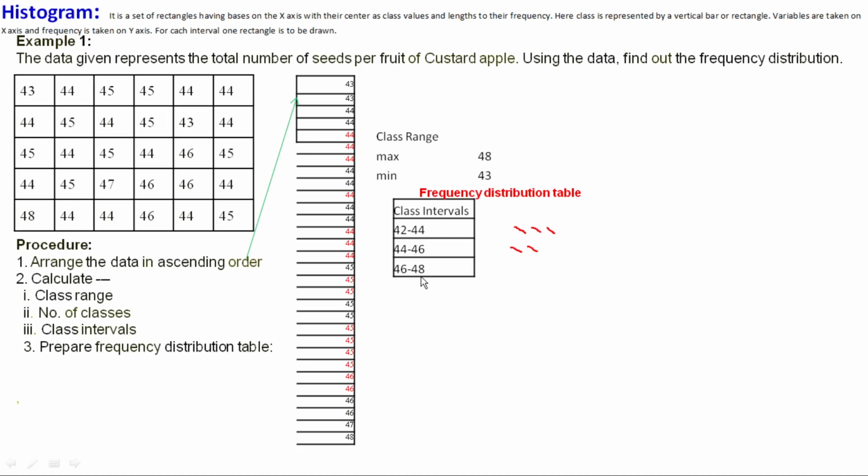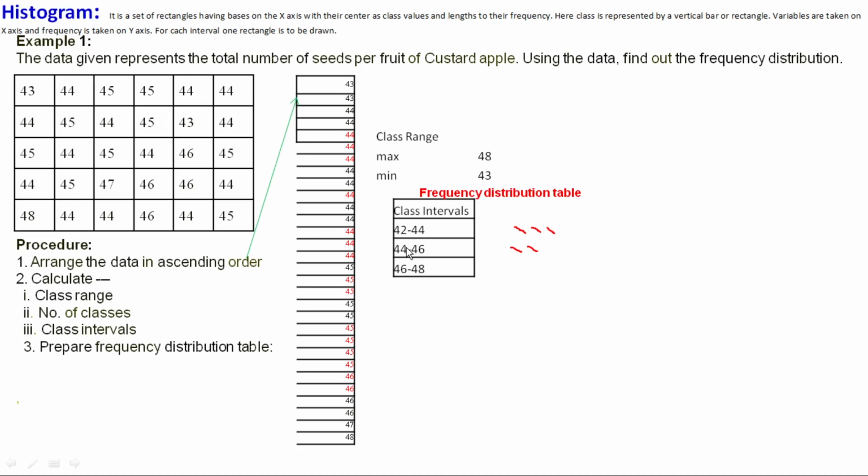Now a question may be in your mind: 44 is at two places. This is the preceding class and this is the later one. So always remember, the lowest value always lies in the previous class. But if the data is in decimal points, for example 44.4, and you are using such class intervals, then 44.4 will be placed in 42 to 44. But if it is 44.5 or 44.6, it will lie in this particular category. So you can understand this basic fact.